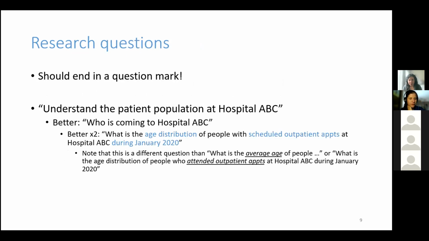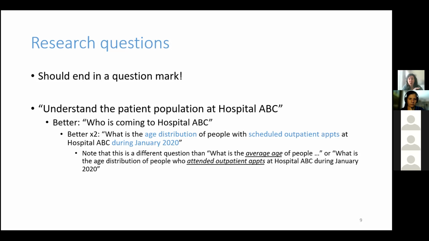Okay, so just a quick note on research questions. I've already plugged that they should end in a question mark, and I just want to talk through a couple examples of getting to better research questions. So, if you told me you were interested in understanding the patient population at hospital ABC, I would say, okay, that's not exactly a research question. Can we do better? So better would be, who is coming to hospital ABC? Okay, slightly better. And now I understand it's a who question. Even better than that would be, what is the age distribution of people with scheduled outpatient appointments at hospital ABC during January of 2020?